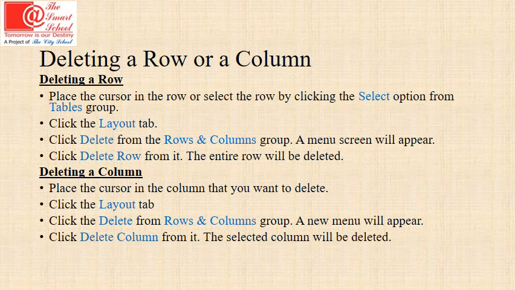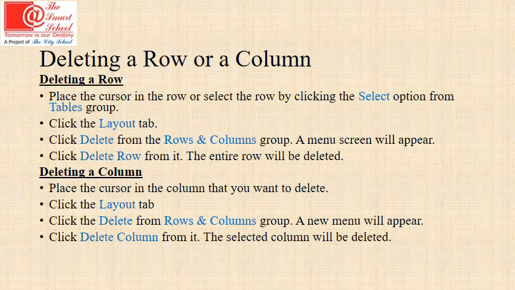Now, let's see how to delete a row or a column from a table. For deleting a row, place the cursor in the row or select the row by clicking the Select option from the Tables group. Click the Layout tab. Click Delete from the Rows and Columns group. A menu screen will appear. Click Delete Row from it. The entire row will be deleted.